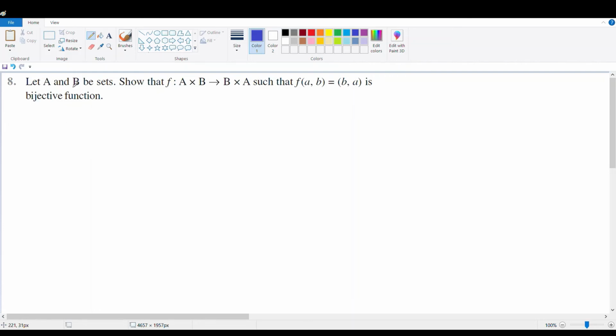Now let's try to understand this question with some example. So what are you given? You are given a function from set A cross B to set B cross A. Now we know in A cross B, you will always have the first coordinate from the A set, and the second coordinate is going to be from the B set. And this function definition does what? If you enter A, B, that comes out as B comma A. Now let's look at some example.